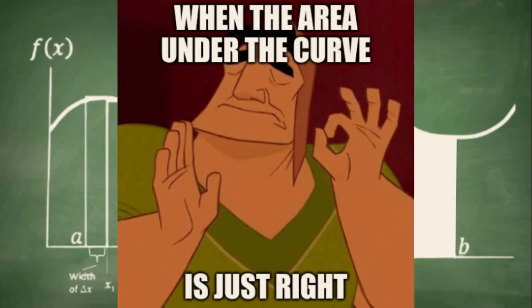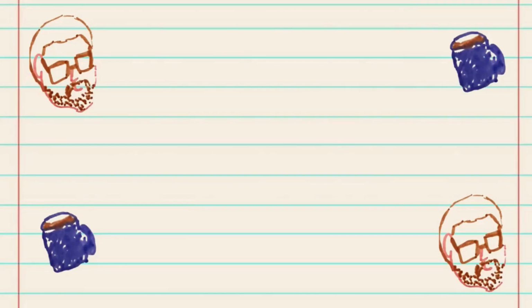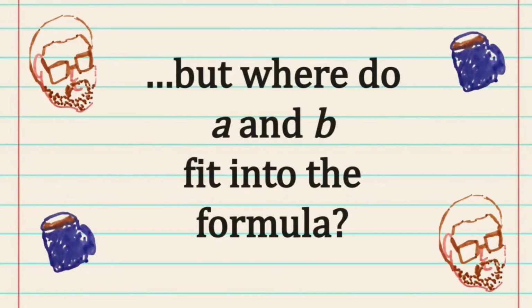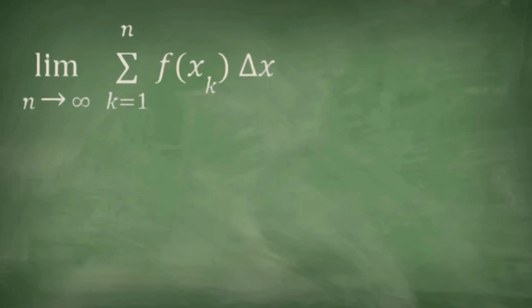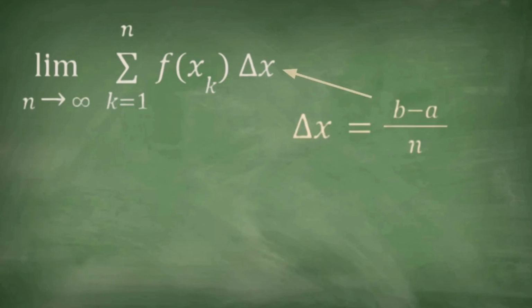How satisfying. But wait, if this is a definite integral with upper and lower limits, where do those upper and lower limits fit into the formula? Let's start by breaking down delta x. How wide is delta x? Well, if I know my integral starts at a and ends at b, and there are n rectangles, I can divide b minus a into n equal spaces. That's the length of delta x.